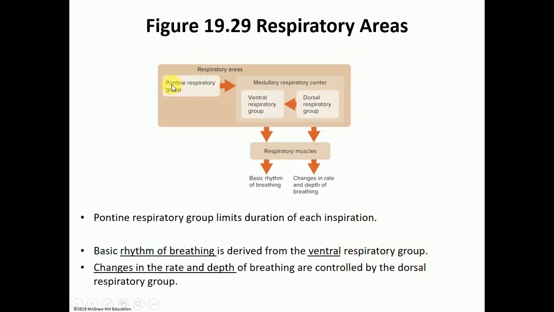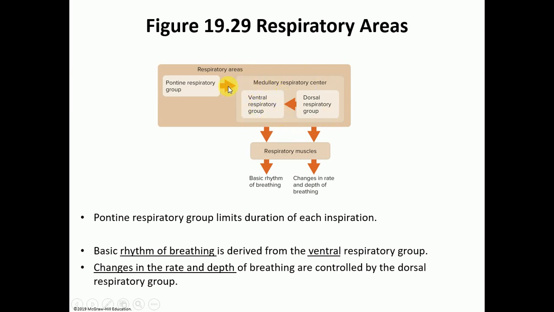Your pontine respiratory group is the group that limits the duration of each inspiration. You're going to start inhaling, keep on inhaling, but there has to be a point where we stop inhalation. That turn off switch to stop inhalation is done by the pontine respiratory group. So this is the center that limits the duration of each inspiration.